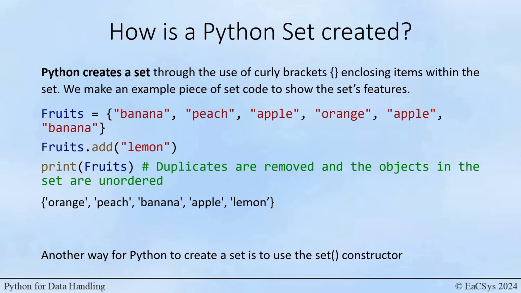All right, let's talk a little about how Python creates a set. Python creates a set by using curly brackets enclosing objects or items within the set. Another way of creating a set is by using the set constructor. Right, now we're going to make a number of coding examples to show some of the Python set's properties. So start up your code editors because we're going to type some code.